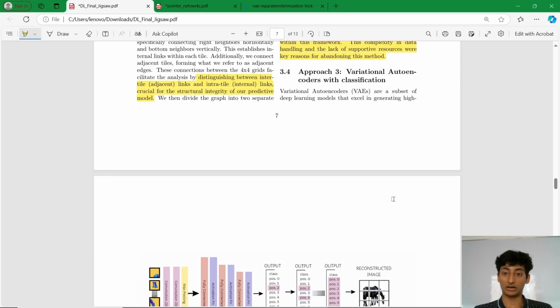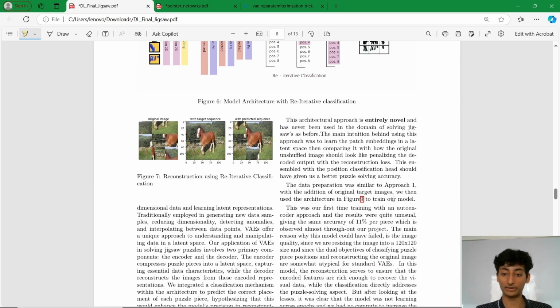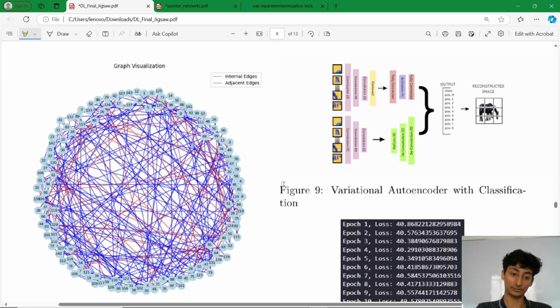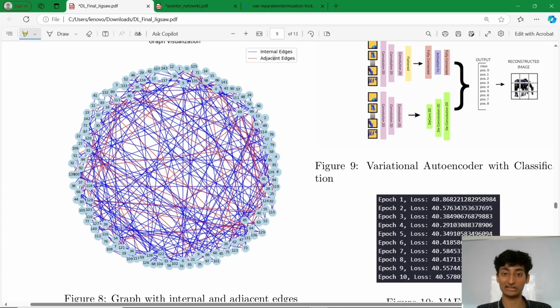I'll just cover a variational autoencoders approach in a minute or so, because we tried this approach, but if I were to include it as well, this video would become very big, because VAE is a separate giant topic in its own way. But I want to show you and visualize some things, like how the graph visualization looked when you have the internal edges, which are represented by the blue color, and the adjacent piece edges, which are represented by the red color.